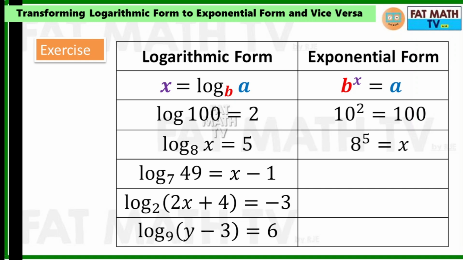Number 2, we have 8 raised to 5 equals x. Or you can have x equals 8 raised to 5. Number 3, 7 raised to x minus 1 equals 49. If you wrote 49 equals 7 raised to x minus 1, that is also correct.